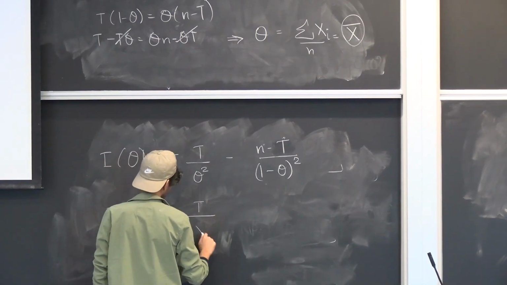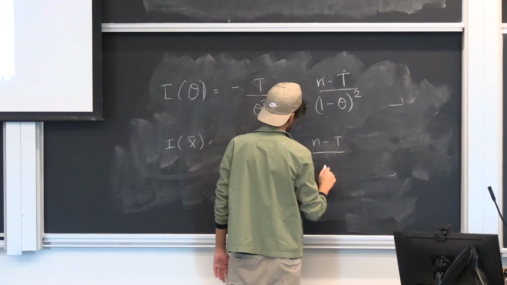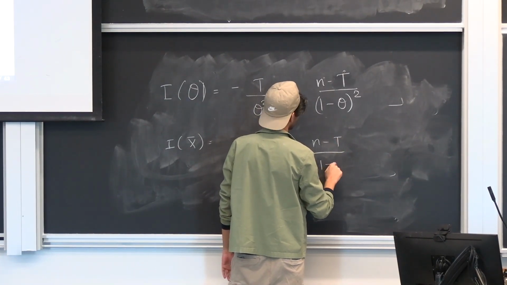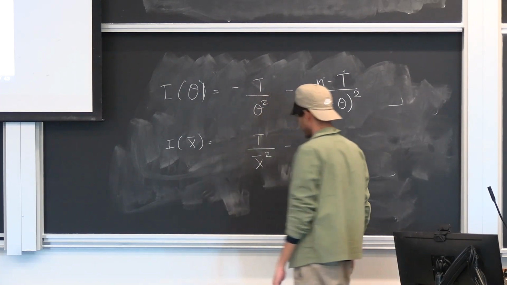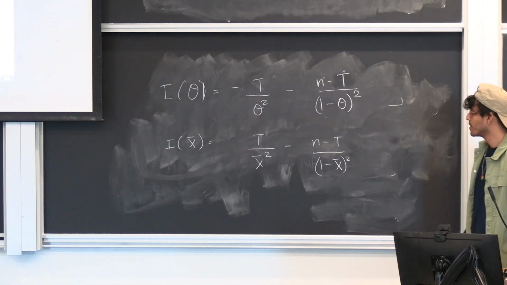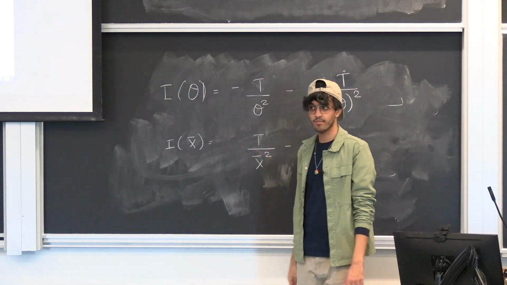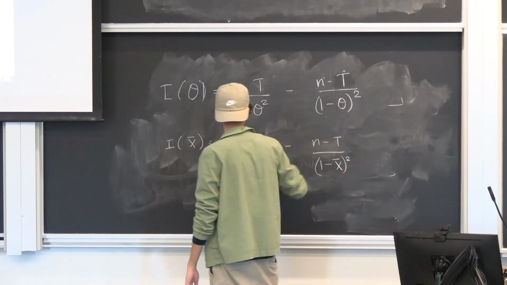T over x bar squared minus n minus t over 1 minus x bar squared. Cool. What is t? Do we know? Can we write t in terms of the average? Yeah, it's n times x bar, right?